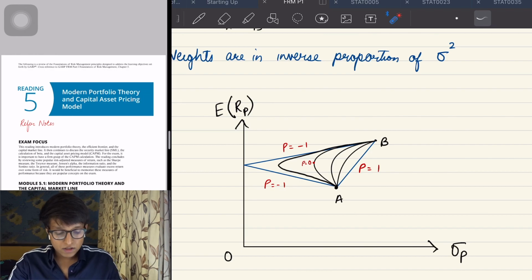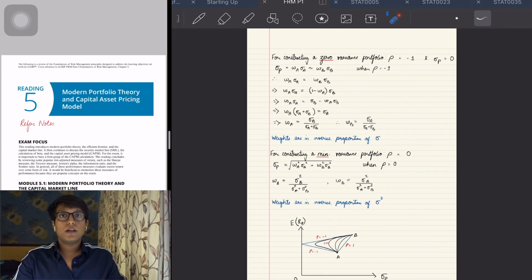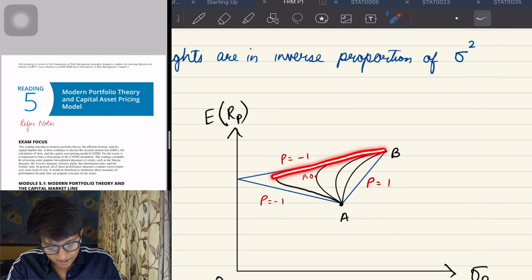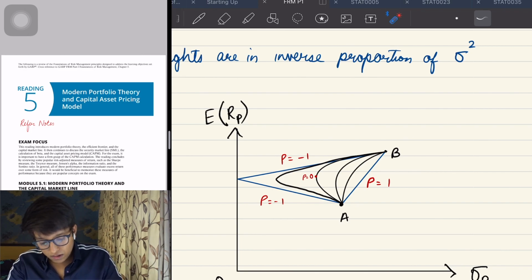When correlation is equal to -1, like I said, we get either A minus B or B minus A. So then we have two lines, this line and this line, where correlation is equal to -1. And in this case, over here, you get your zero variance portfolio. Where do you get your minimum variance portfolio? Where correlation is equal to 0 here. And we usually try to lie on this line itself.